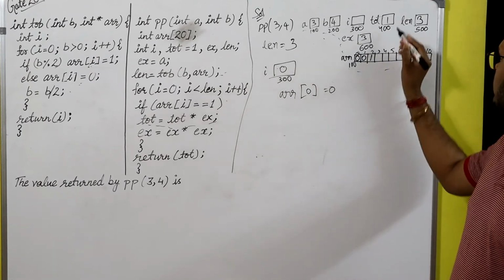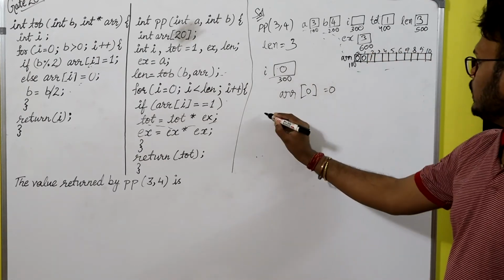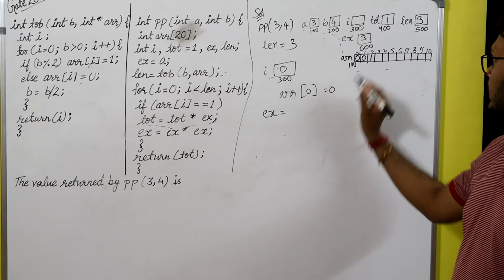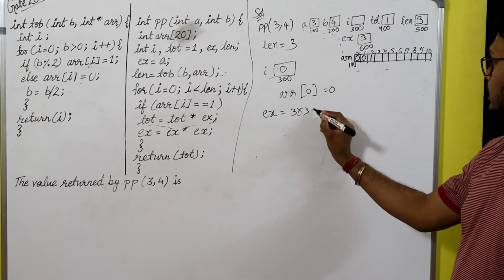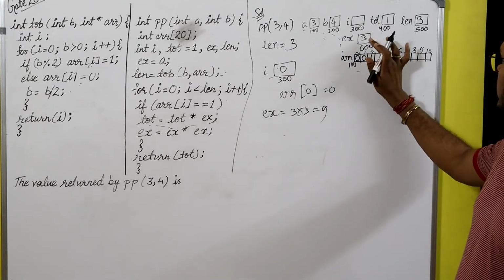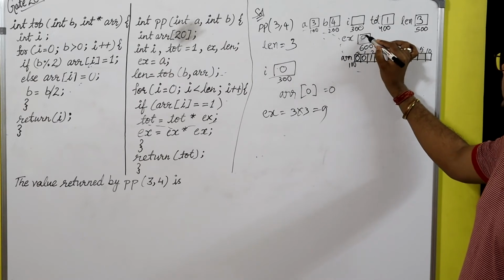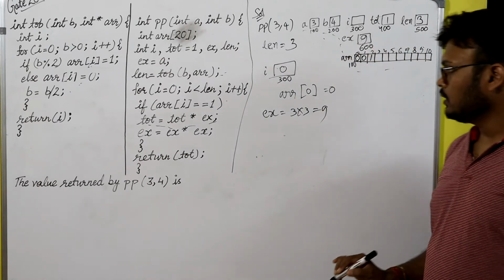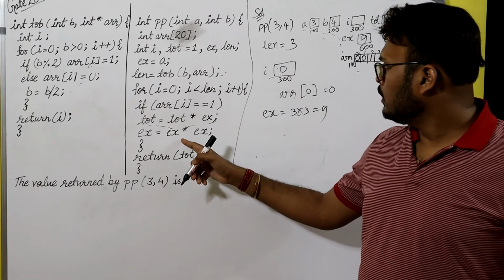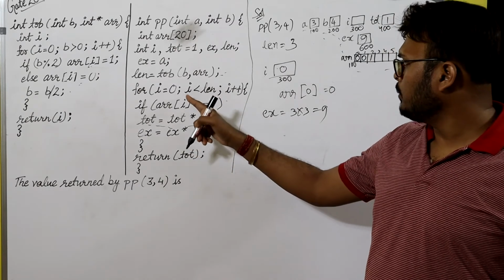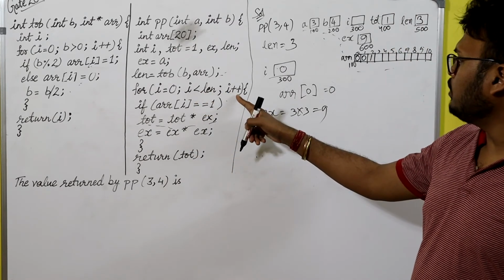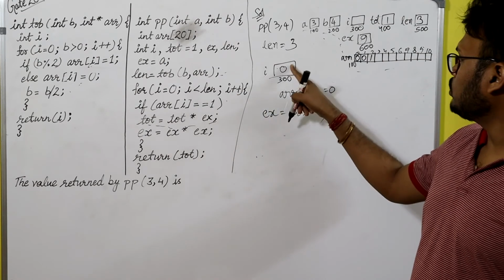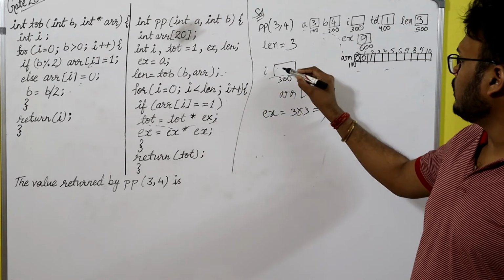So what is the value of EX here? 3. So EX is equal to EX into EX means 3 into 3, that is 9. So the value of EX became 9 here. So let's write 9 here. Fine. So now come here again. The value of I will be incremented by 1, so I will become 1.